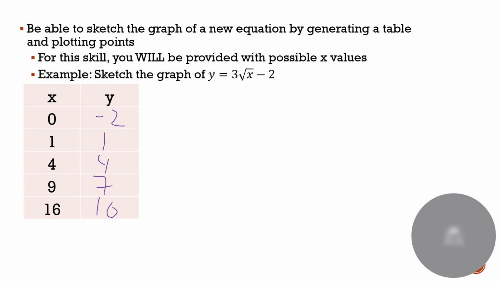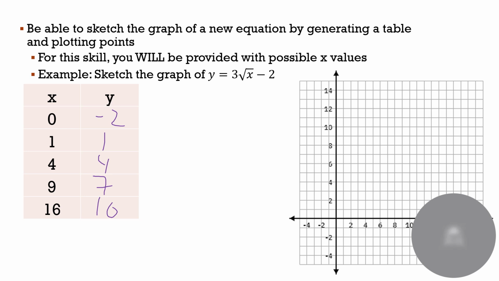So you just plug it in, and then you will be provided with a coordinate plane. And all you need to do is plot those points and then connect them as best you can. So we have (0, negative 2), (1, 1), (4, 4), (9, 7) is right there, and 16. Good luck with that. This is what, 10, 11, 12, 13, 14, 15, 16, and we're going up to the 10. I might have drifted over one there.